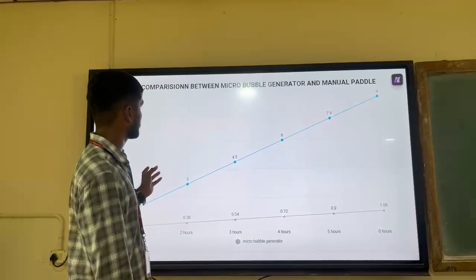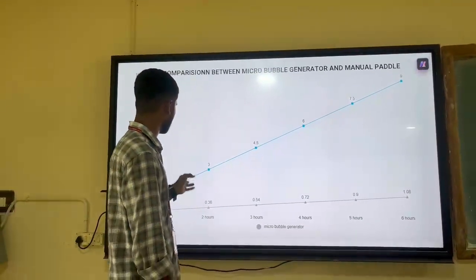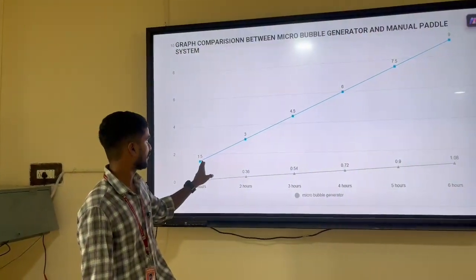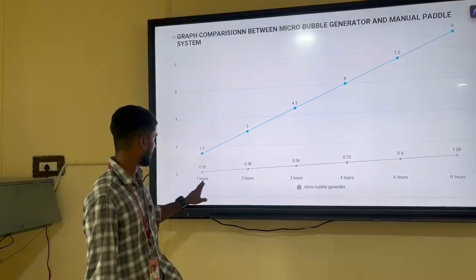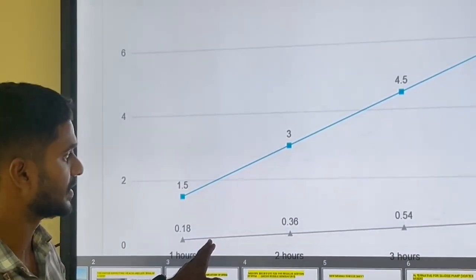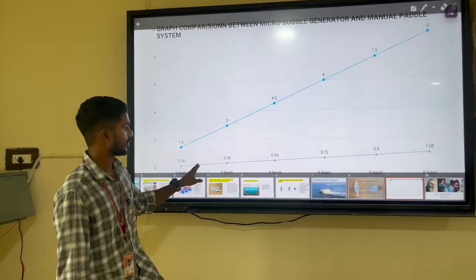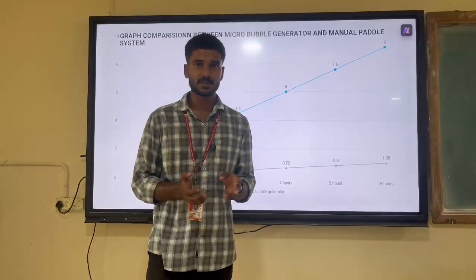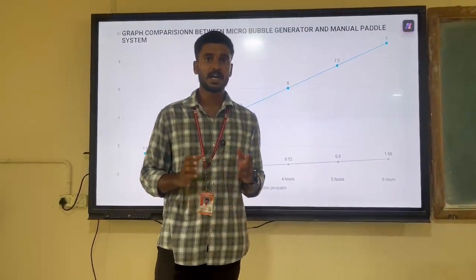This is the graph comparison between the microbubble generators and the manual paddle system. The blue line indicates the power consumption of the manual aeration system, and the second gray line indicates the power consumption of microbubble generators. These are the advantages of microbubble generators and vortex mixers over the regular method of aeration system and sludge pumps.